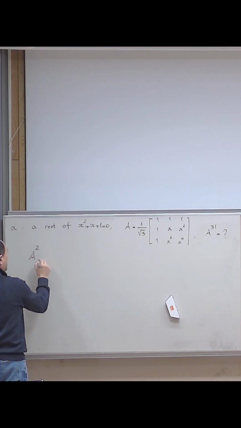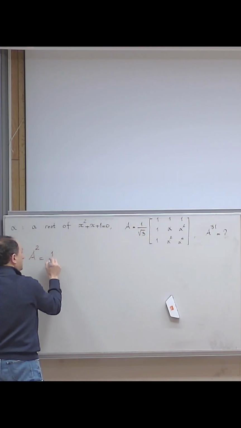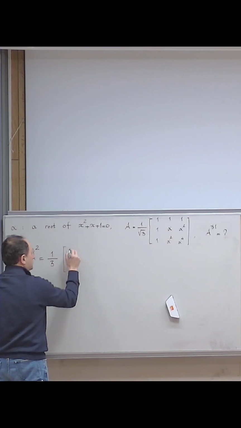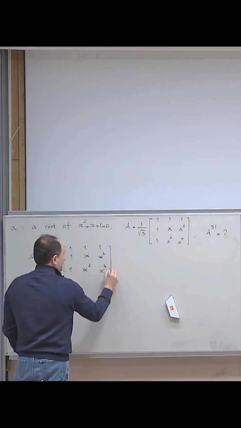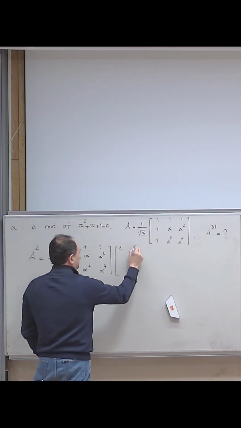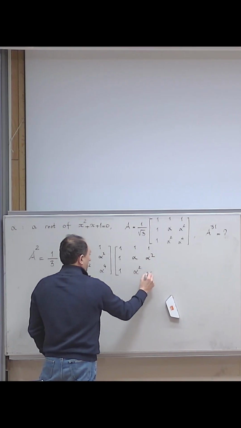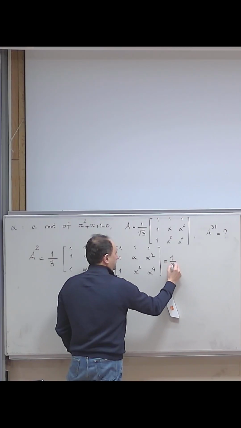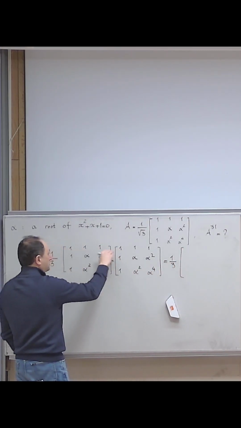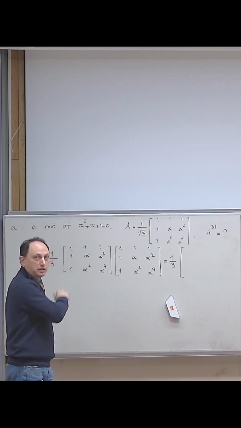So A squared means that I have to multiply this matrix by itself. So it will give me 1 over 3 times this matrix multiplied by itself. Okay, so I write it one more time. Now let us calculate this. I copy and paste this 1 over 3 here. Then you know that I have to partition the left matrix into rows and the right matrix into columns, and then multiply each row by each column.